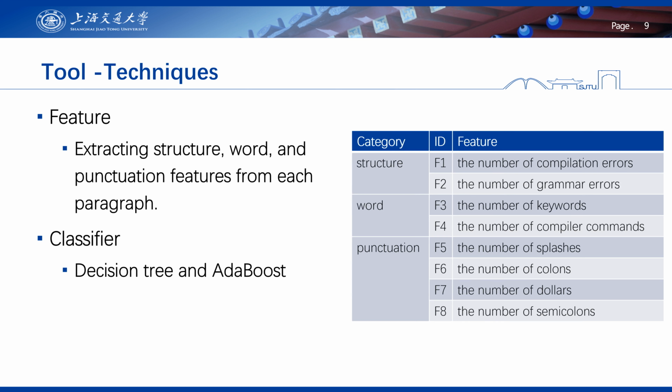From each paragraph, our tool extracts three types of features, such as structure features, word features, and punctuation features. This table on the right lists our features. Our underlying classifier is classical. It is a combination of decision tree and AdaBoost. Please refer to our paper if you need to know more details.